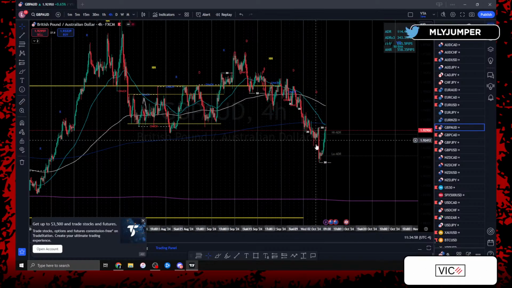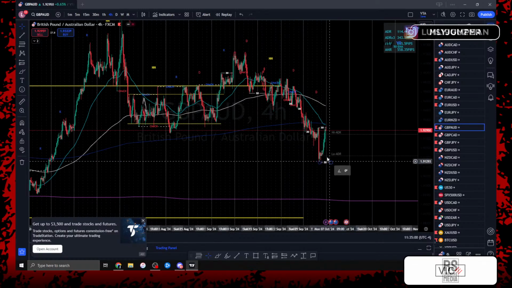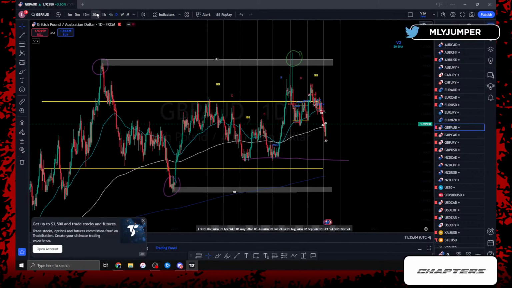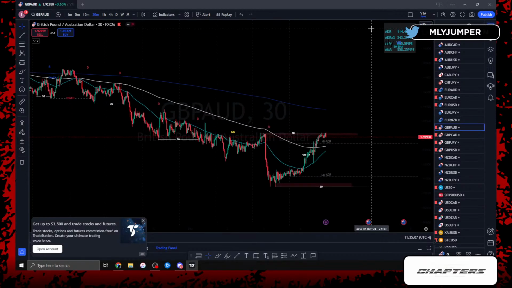So we have 2 weeks of drop. We're still making lower lows, lower highs. Could this continue that push down to the bottom? Of course. And again, that's going counter, so I'm not going to be looking for those trades.